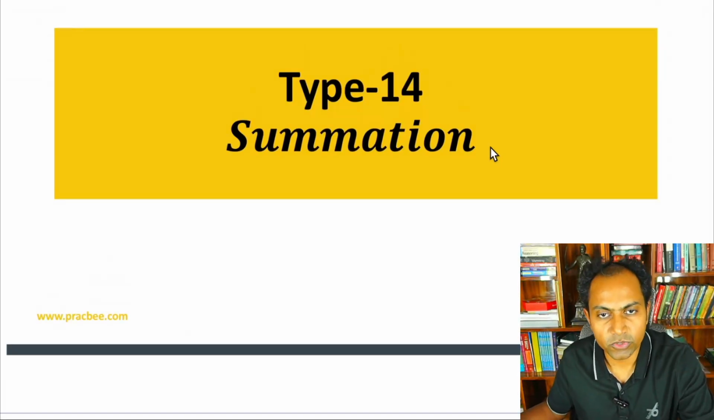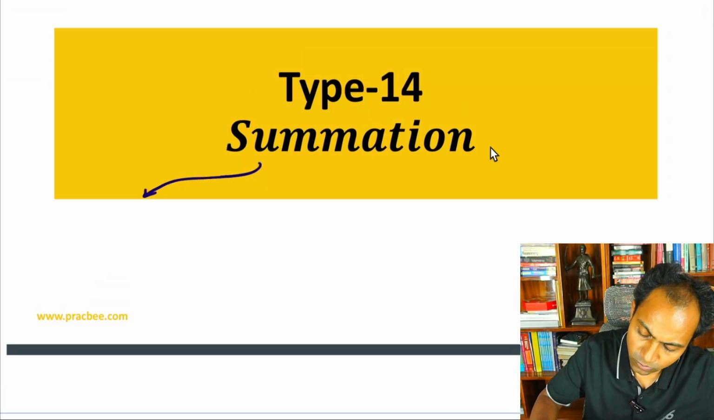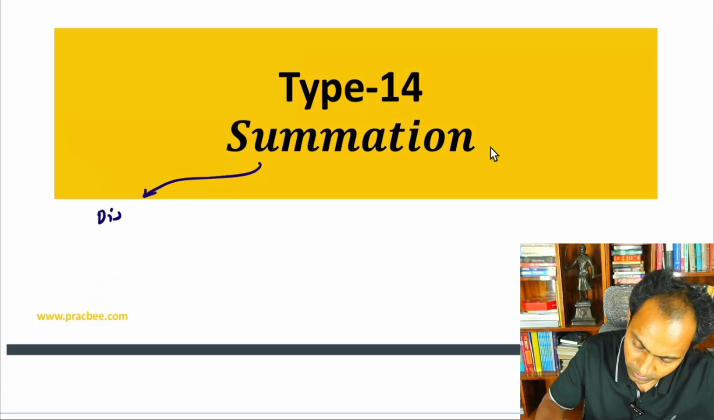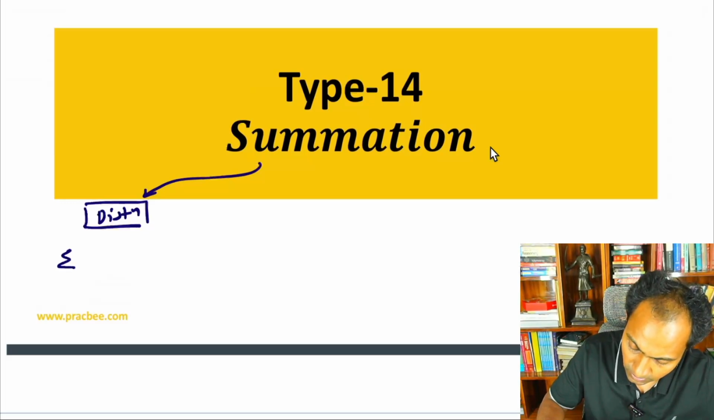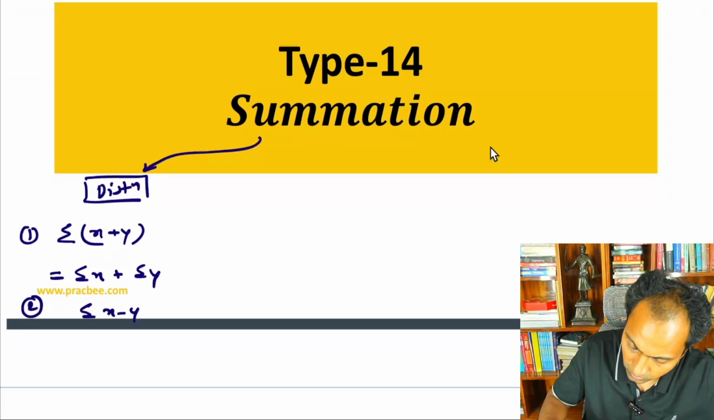The next type of question is based on summation notation. Now whenever you are using summation notation, there are few properties. First one is the property of distribution. So you can distribute summation over two terms. If you have x plus y, we can distribute over addition. We can also distribute over subtraction. So if you have these two terms also, we can distribute it.